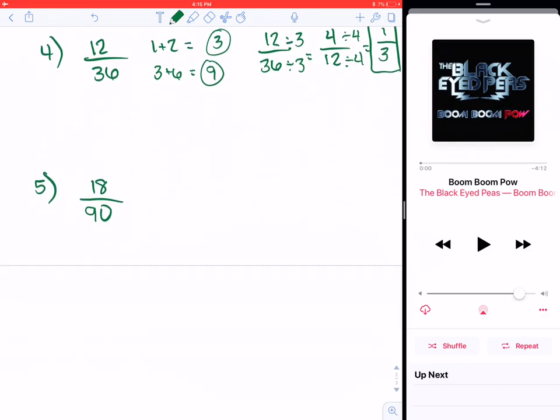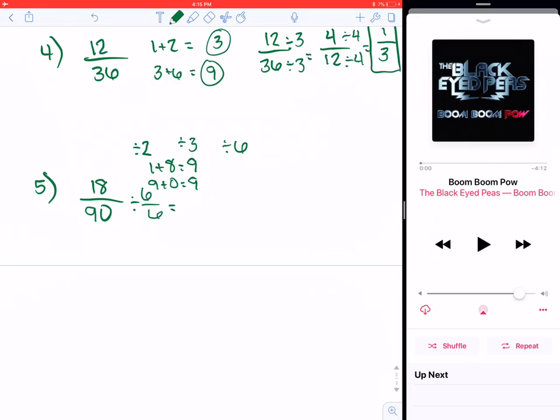Let's look at the fifth problem. Again, I end in an even number, so I can divide by 2. If I add my digits, I get 9 and 9. Well, that's divisible by 3, 3, 6, 9. It's not divisible by 4 or 5 because only 90 can be divided by 5, but 2 and 3 means I can divide by 6. So let's try dividing by 6.